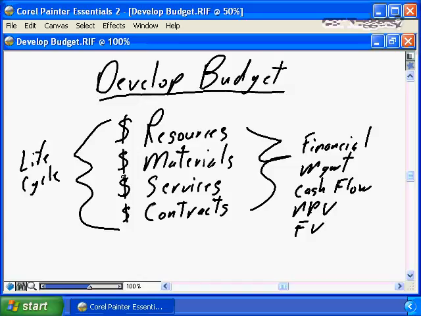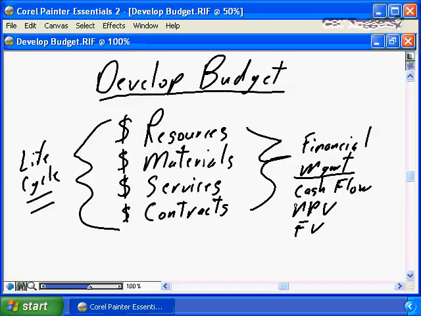So developing the budget truly presents the big picture, what the overall project is going to cost, especially if you can include the complete life cycle cost for your project, to ensure that the financial management, the cash flow analysis for your organization is complete, predictable, and reliable.